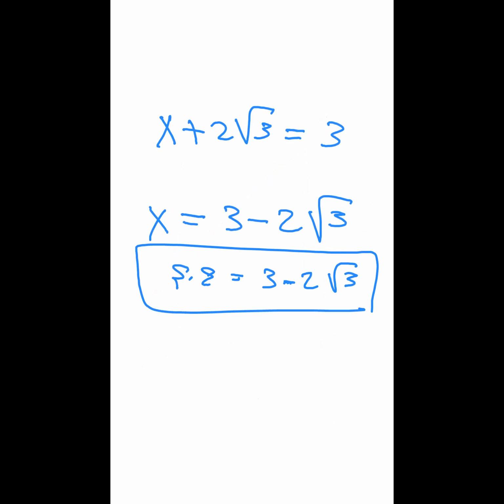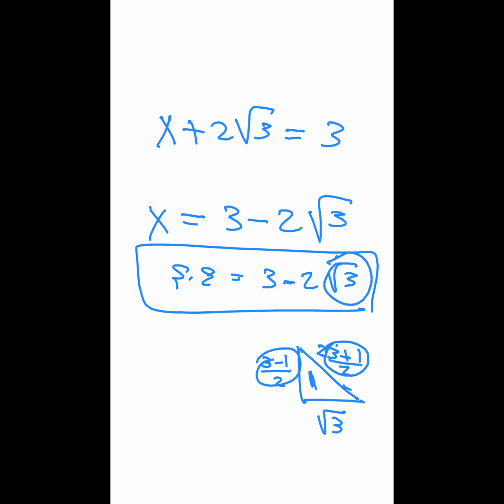Okay, then represent the solution on the number line. I care about the square root of 3. This is my triangle. This one is square root of 3. The side equals 3 minus 1 over 2, and the hypotenuse will equal 3 plus 1 over 2. So this one will equal 1, and this one will equal 2. Then the number line: 0, 1, 2, 3, and negative, and so on.